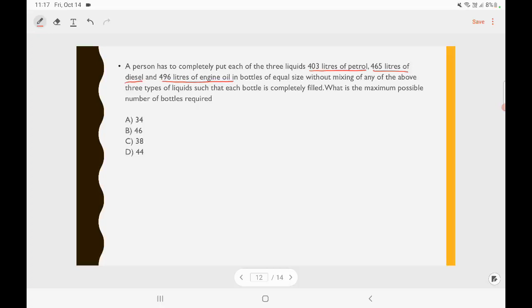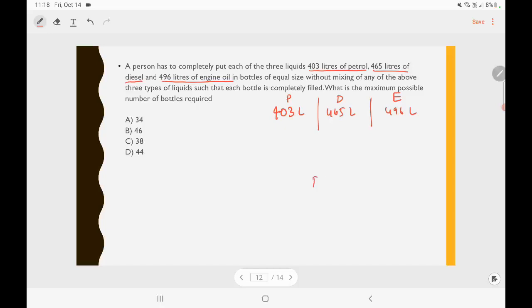So here the question is like, you have 403 liters of petrol, you have 465 liters of diesel, then you have 496 liters of engine oil. So you need to fill this into bottles of the same capacity such that it will be completely filled and there is no mixing, right? So here I will just explain to you with a smaller example.